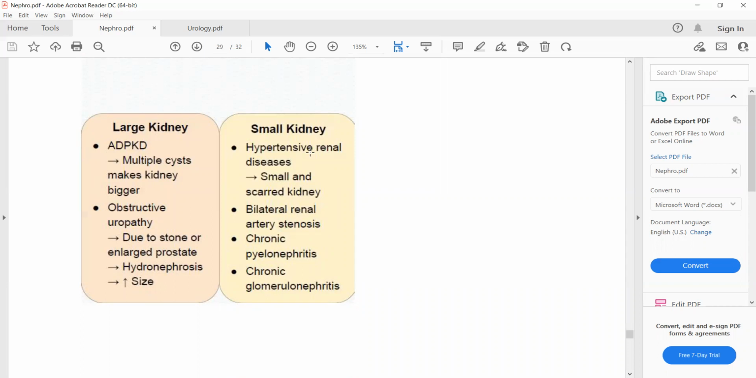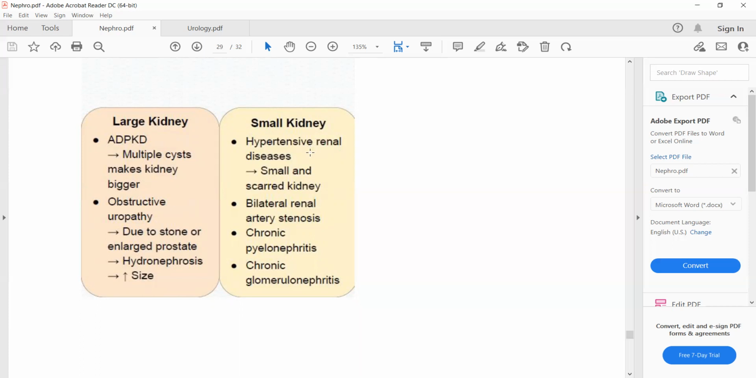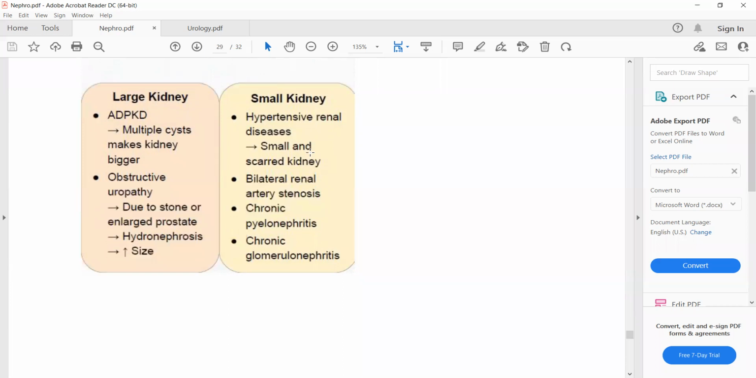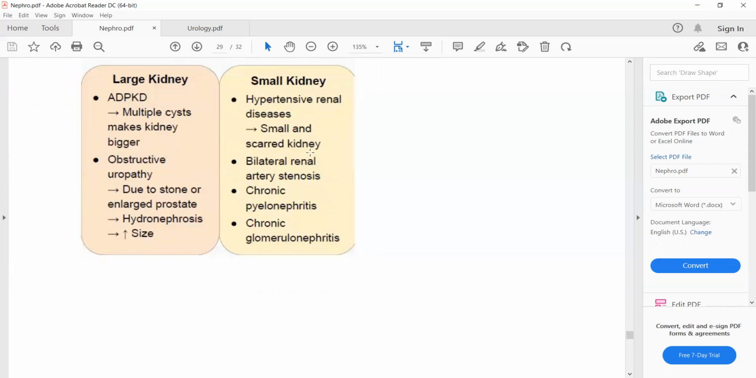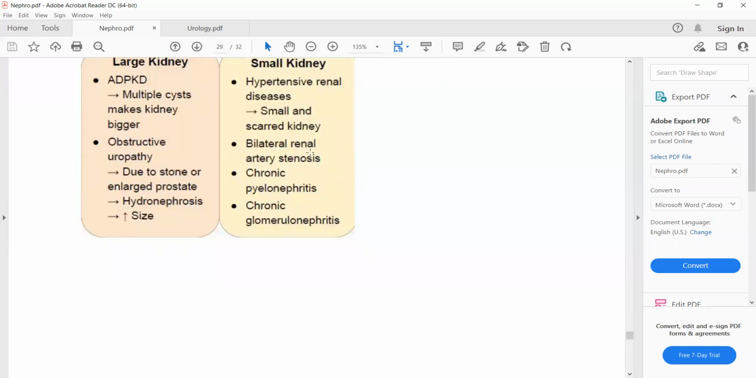Hypertensive renal disease can cause small kidneys. Bilateral renal artery stenosis can cause small kidneys. Chronic pyelonephritis can also cause small kidneys, and chronic glomerulonephritis will also cause small kidneys. So, the causes of small kidneys on ultrasound, remember four things. One is hypertensive renal disease. Second is bilateral renal artery stenosis. Third is chronic pyelonephritis. And fourth is chronic glomerulonephritis.